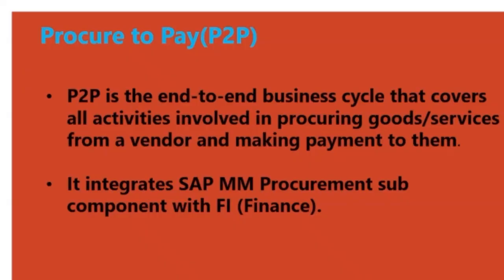And the P2P process goes through various stages. Each stage has different activities that are going to be executed, which we're going to discuss. The first stage is the procurement stage, otherwise known as requirement gathering.